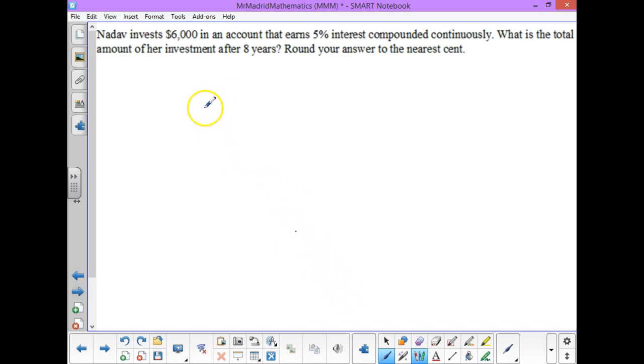The formula that is appropriate here is A equals, they call it the A-PERT formula, A equals P e raised to the exponent rt. So let's simply start plugging in. A is going to be the total amount of her investment after 8 years. P is going to be the principal, that initial amount, so the 6,000.